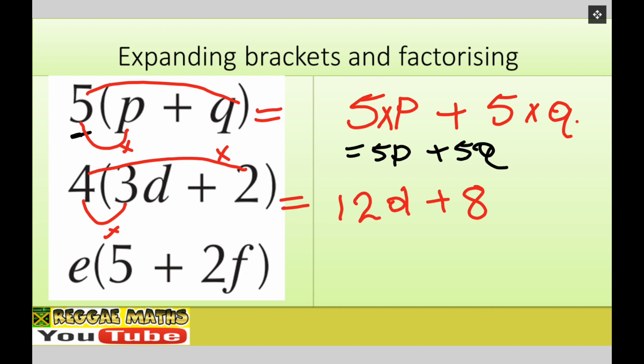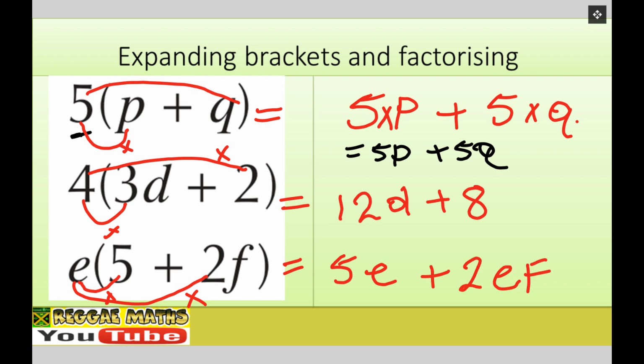Unlike terms, you can't add them together. So e is multiplied by 5. So e times 5 is 5e. Remember, write the number first. e times 2f is 2ef.